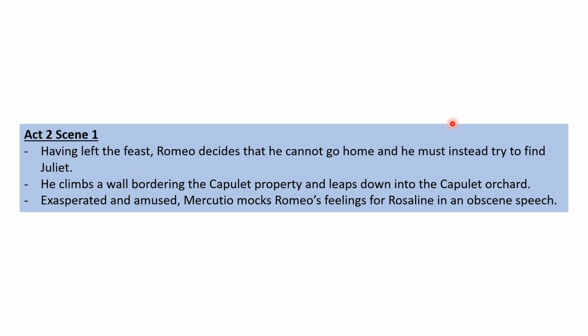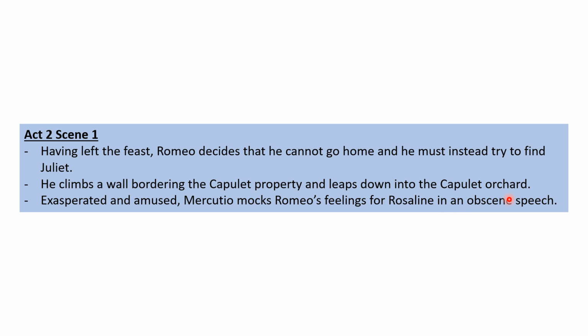So, Act 2, Scene 1. The men have left the feast, and Romeo decides that he simply cannot go home and he needs to go and see his love Juliet. So he climbs a wall bordering the Capulet property and leaps down into the Capulet gardens. And Mercutio is annoyed at this point, but also a bit amused at how ridiculous Romeo's feelings are. So he mocks Romeo's feelings for Rosaline in quite an obscene speech.